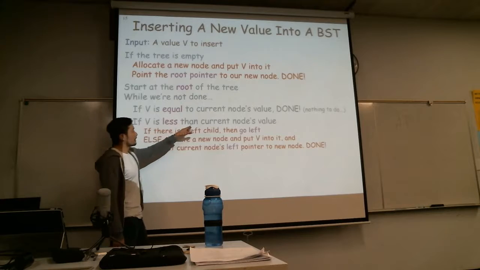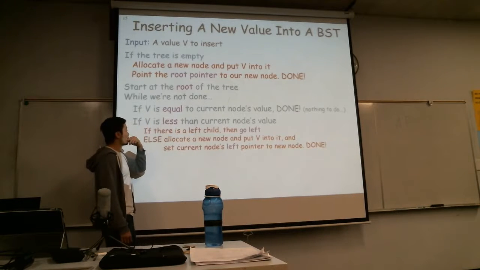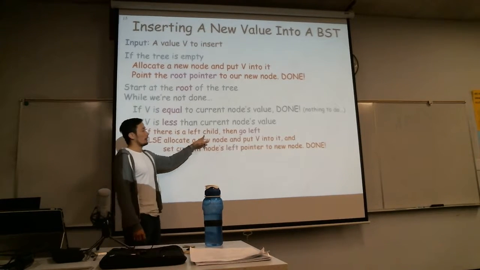So if it's less than the current node's value, if there is a left child, then we go left.